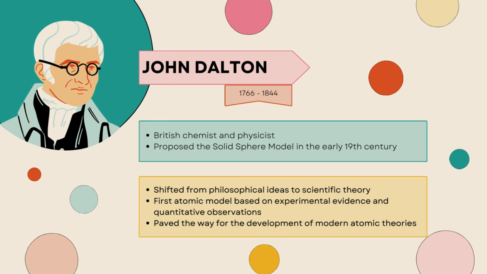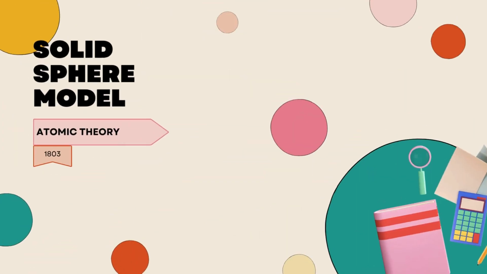His work shifted from philosophical ideas to scientific theory. First, he was a philosophical scientist and then his thinking turned toward scientific theories and models. His was the first atomic model based on experimental evidence and quantitative observations, which paved the way for the development of modern atomic theory. Basically, his model was not accurate, but this model helped us in much research, in experimental theories and in other research. What is his model? His model is the solid sphere model. It is the first model of atomic theory.